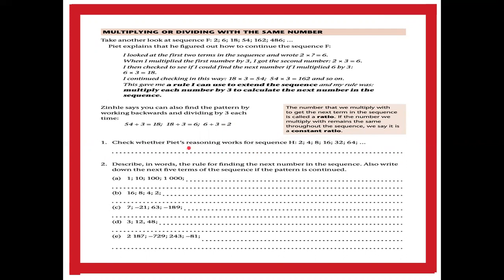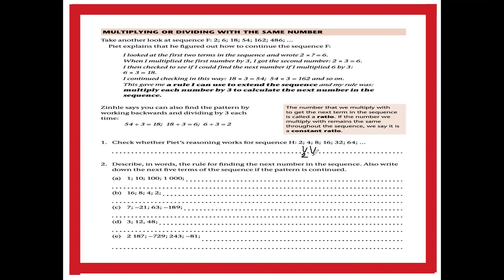Check whether Pete's reasoning works for sequence H. 2, 4, 8, 16, 32, and 64. So we did this one earlier, I think. And we're going to see 2 times what will give us 4? That will give us 2.